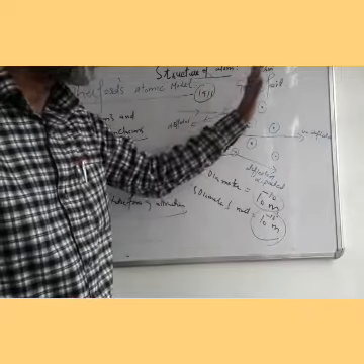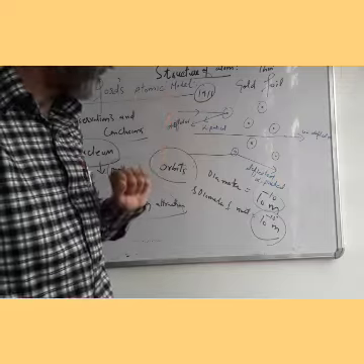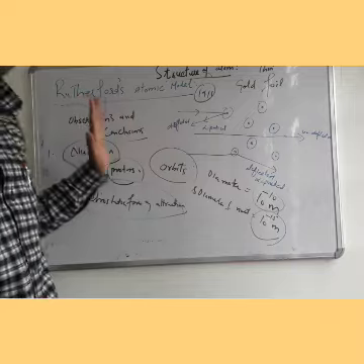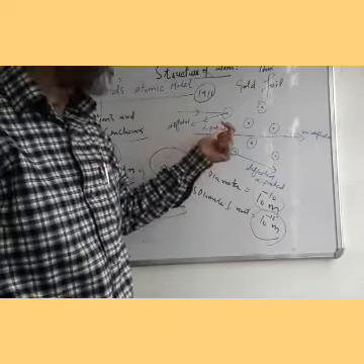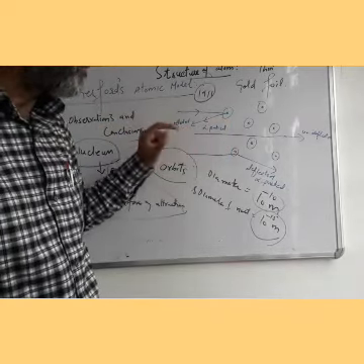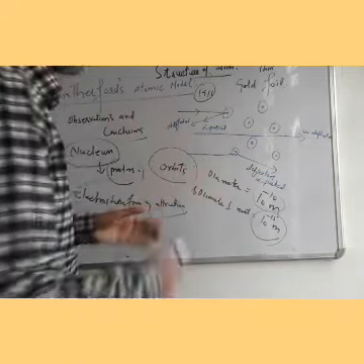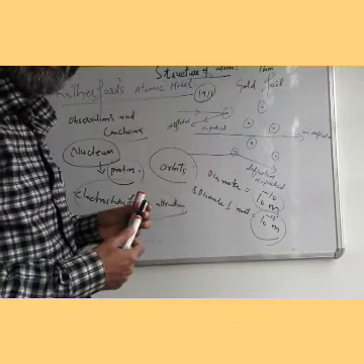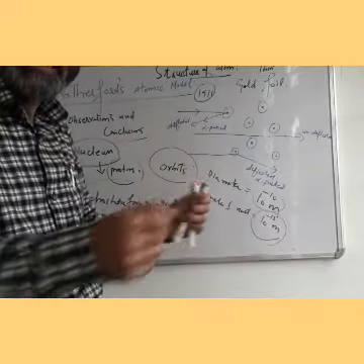Rutherford bombarded gold foil with high energetic alpha particles. What he observed and what he concluded from that experiment, we will discuss here briefly. He observed that most of the alpha particles were passing through the gold foil undeflected. From this observation, he concluded that most of the space in the atom is empty.